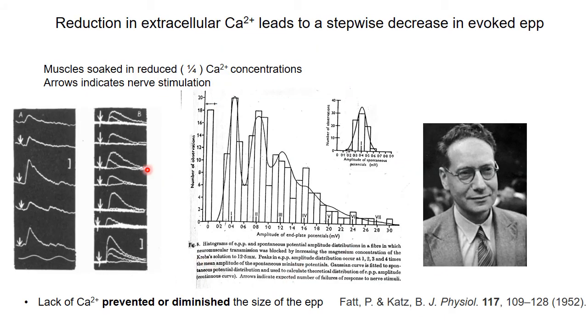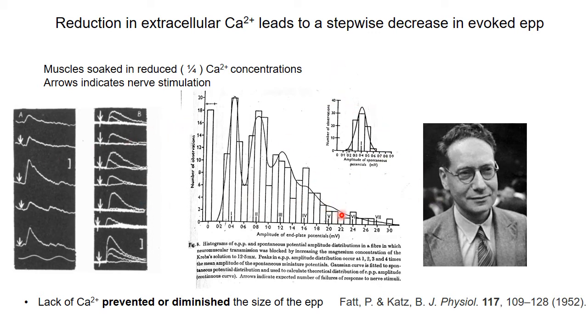What was known from the 50s is that if you reduce the extracellular calcium, this mostly results in failure when you stimulate the neurons. This is the original experiment, and this is the summary of it. When you soak the muscles in reduced calcium concentration, one quarter of the normal concentration, and then stimulate, in most cases you get no response. The majority will be failures, and occasionally there will be a response, and that would be graded.